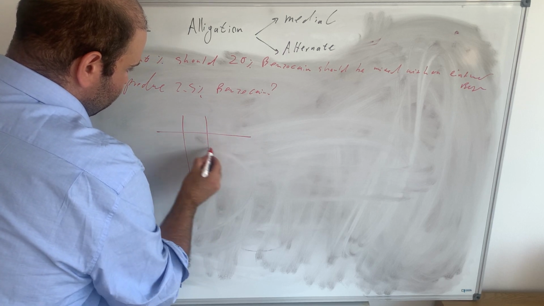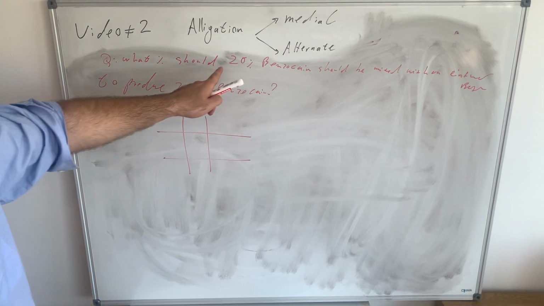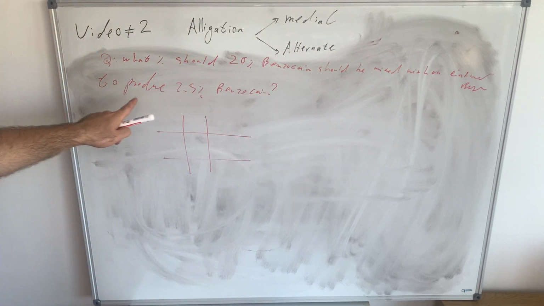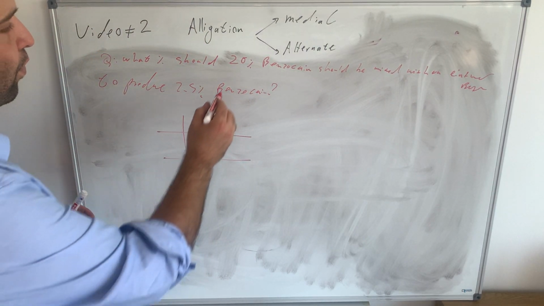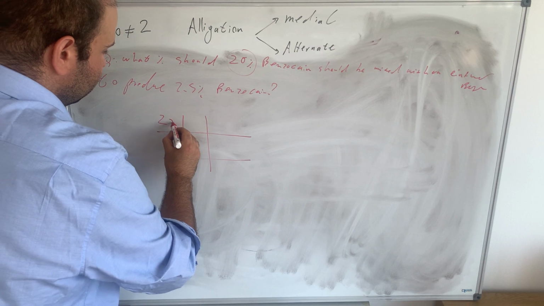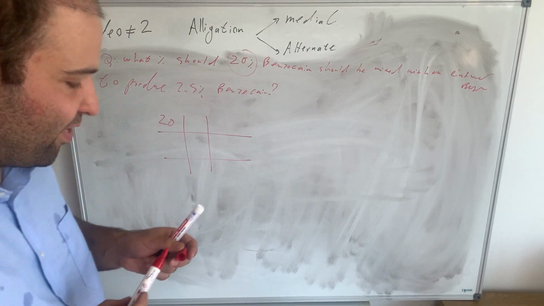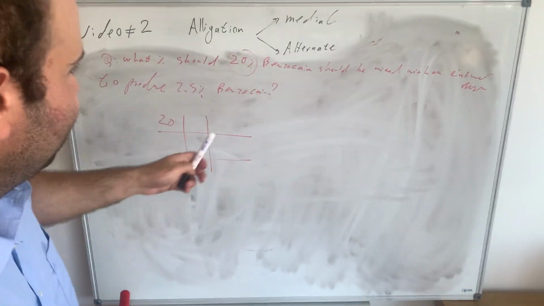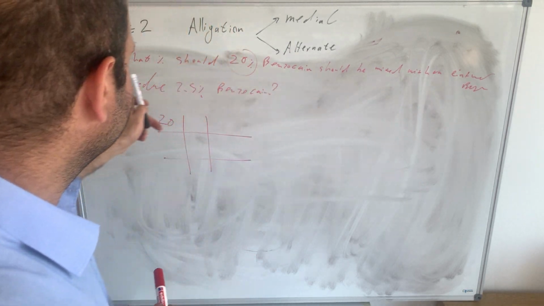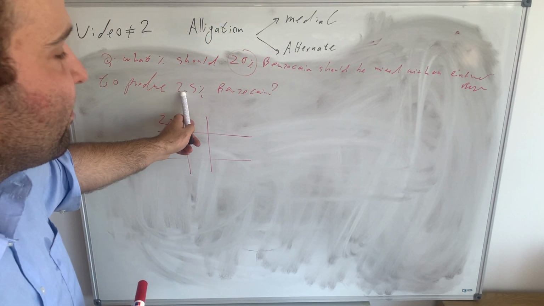this beautiful window. What is the highest concentration that you can see here? 20 or 2.5? So 20. So I have to write it here. What is the lowest concentration that you can see? Should be mixed with an ointment base to produce 2.5. Is it this one? No.